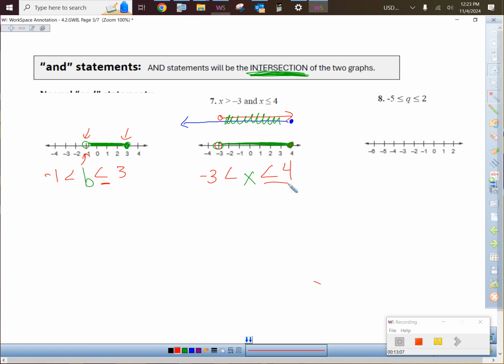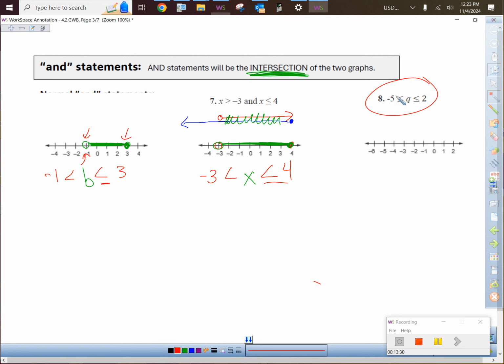Sound cool with that? Do you notice that they just put it in that form already on number 8? So sweet. If it's in this form, and the small number's on the left, the bigger number's on the right, and the arrowheads are pointing to the left, it's going to look like this, where they met in the middle. So I don't need any helper graphs.